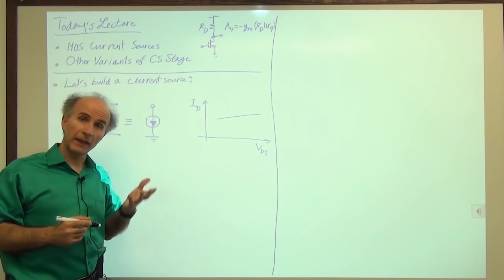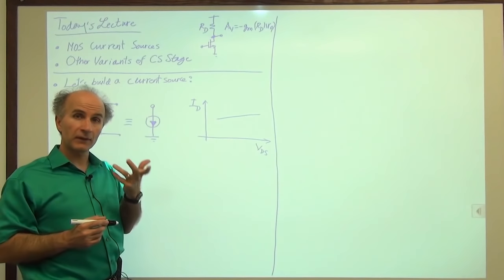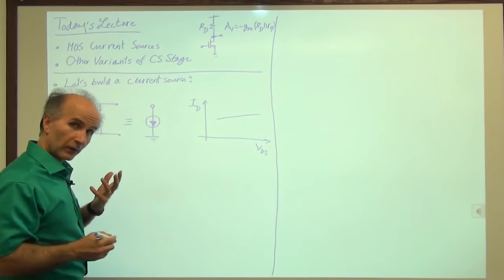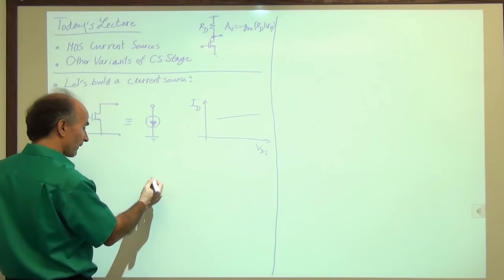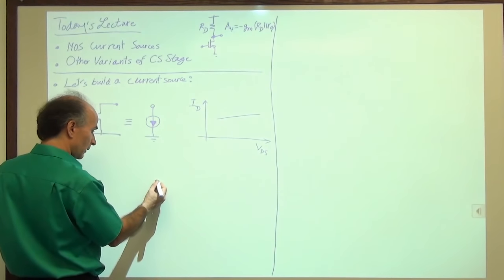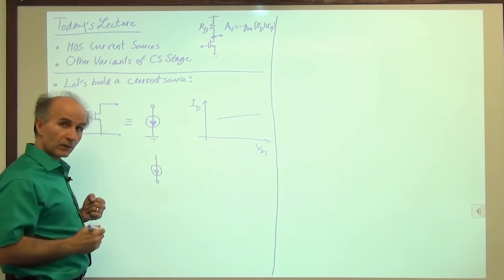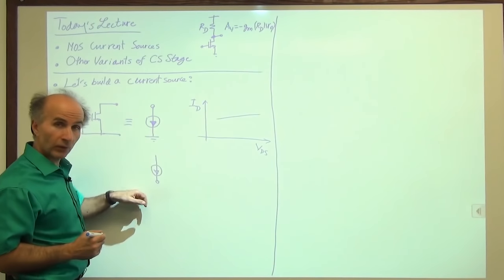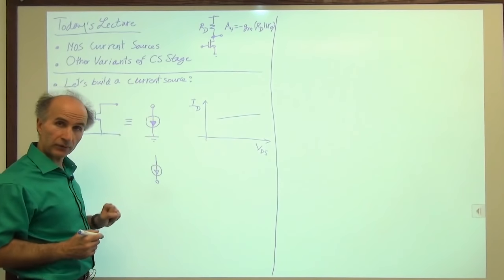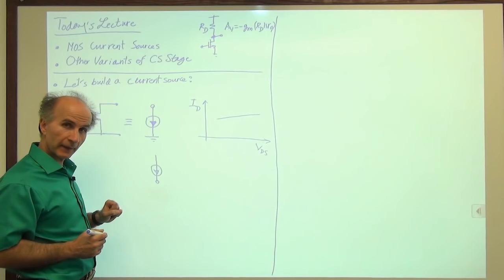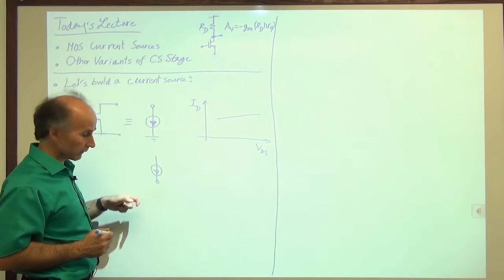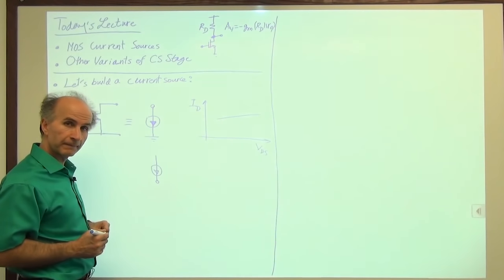Now, in some cases, we would like to have a different type of current source. What we are looking for is this. We have an arbitrary node in the circuit. We would like to have a current source that goes there, like so. It wants to flow into the node, not out of the node. All right? So the question is, how do we build a current source that flows into a node?